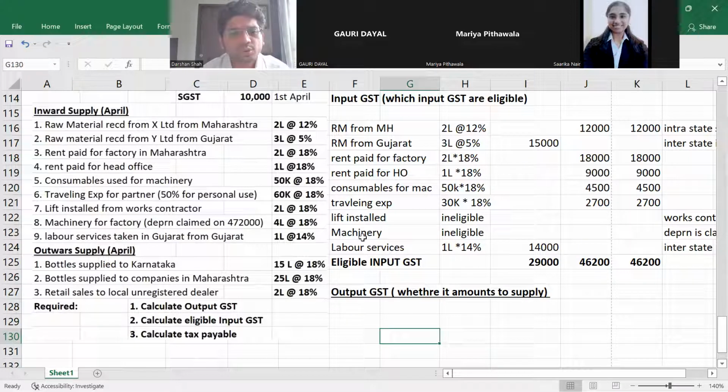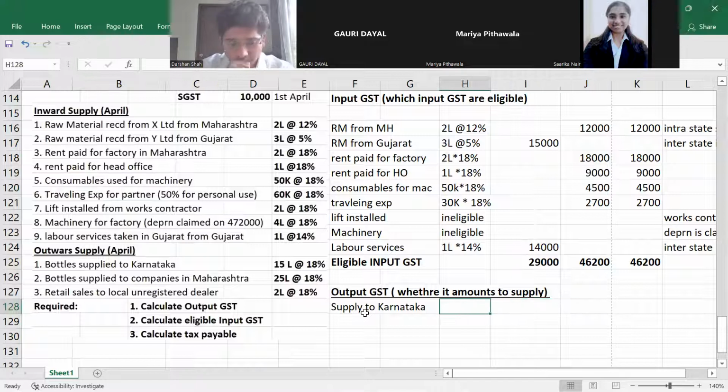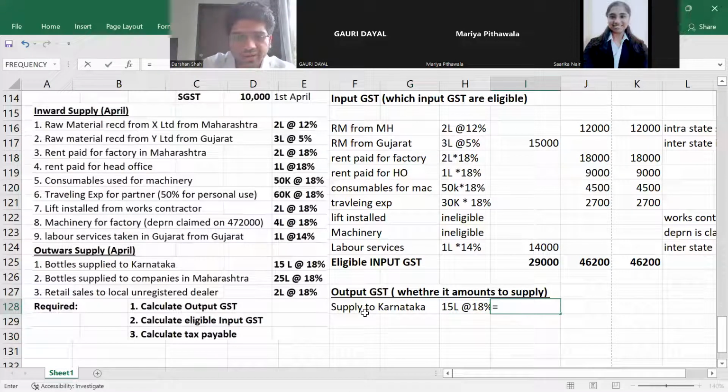All right. Now let us consider output GST. Bottles supplied to Karnataka. We are a supplier of bottles, right? What will happen? IGST, right? So this is the outward supply. I'll not call it sale, supply to Karnataka. So the amount is 15 lakhs at 18%. 15 lakhs into 18% will go directly to IGST.